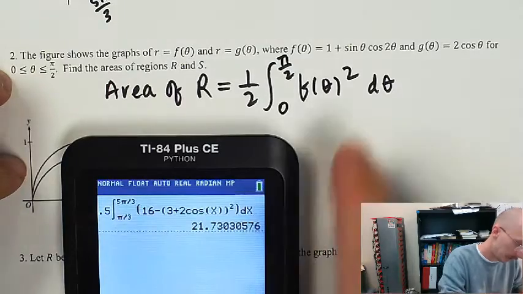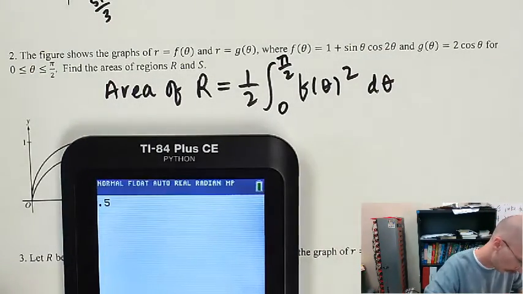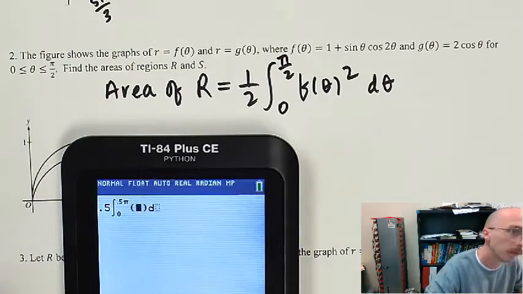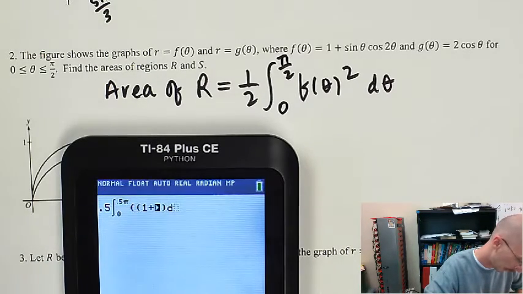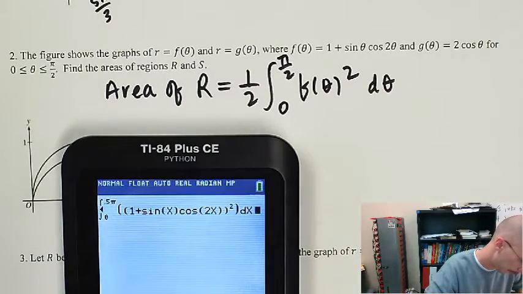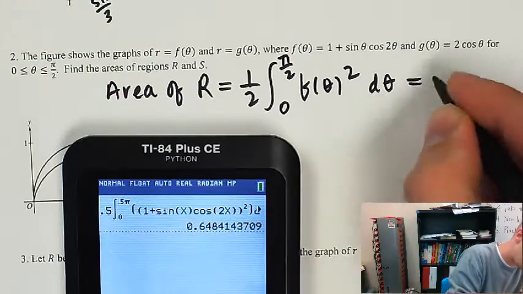I don't think I'm going to need that curve again, so I'm not going to put it in white or anything. So I'm going to do half of the integral from 0 to pi over 2 of f of theta squared, so 1 plus sine theta cosine 2 theta, squared d theta. I get 0.648.